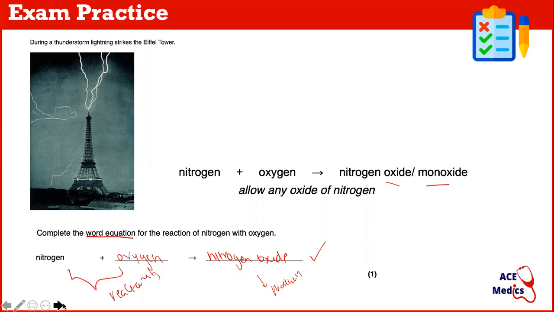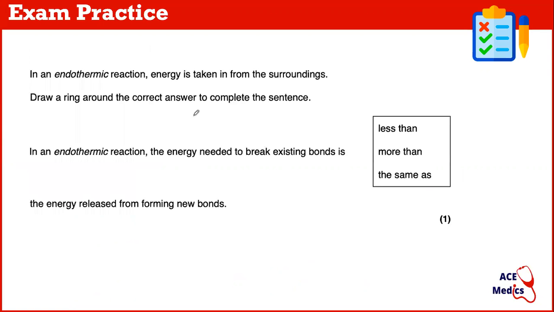Excellent. So next question. So in an endothermic reaction, energy is taken in from the surroundings. Draw a ring around the correct answer to complete the sentence, okay? In an endothermic reaction, the energy needed to break existing bonds is it less than, more than, or the same as the energy released from forming new bonds? So we're talking about endothermic here, okay? So what do we think? Which one is it? What do we think? What's the answer? Is it less than or more than?